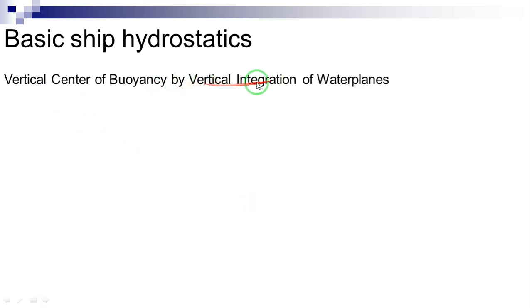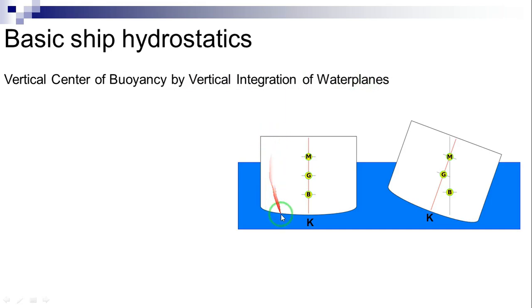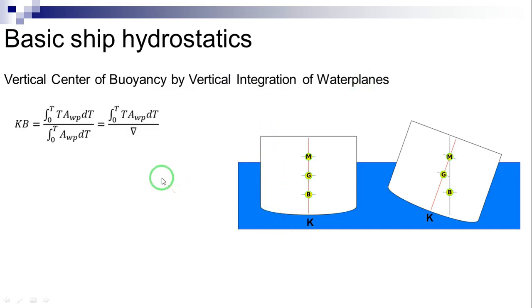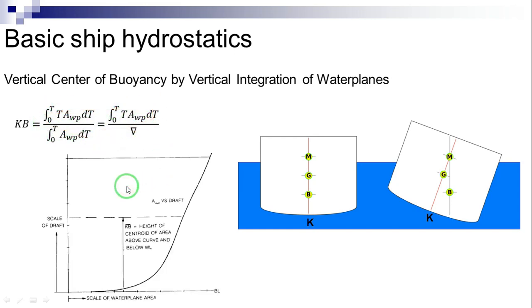Vertical center of buoyancy by vertical integration of waterplanes. Vertical center of buoyancy, which is also called KB, is calculated by dividing the vertical moment of the volume of displacement above the baseline at any waterline by its displacement, which mathematically is shown as follows. The calculation requires a curve of waterplane area with respect to draft as shown in this figure.